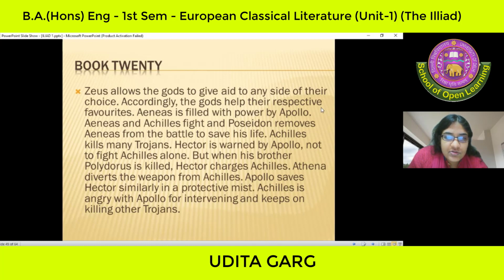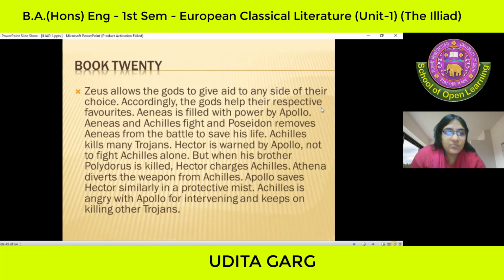Achilles kills many Trojans. Hector is warned by Apollo not to fight Achilles alone. But when his brother Polydorus is killed, Hector charges Achilles. Athena diverts the weapon from Achilles. Apollo saves Hector, similarly in a protective mist. Achilles is angry with Apollo for intervening and keeps on killing other Trojans.